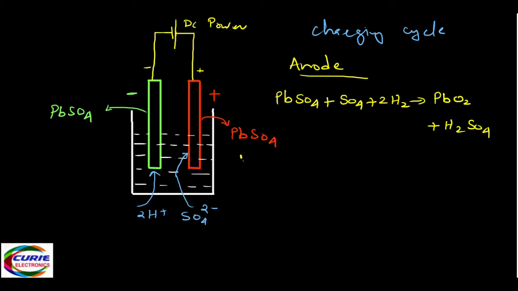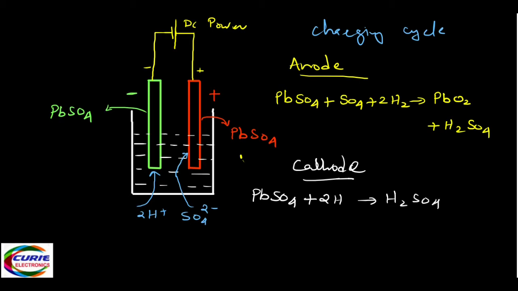Now what about the cathode? At the cathode, what happens? Cathode also we have lead sulfate. This lead sulfate reacts with what? 2H. So we get H2SO4 and lead.